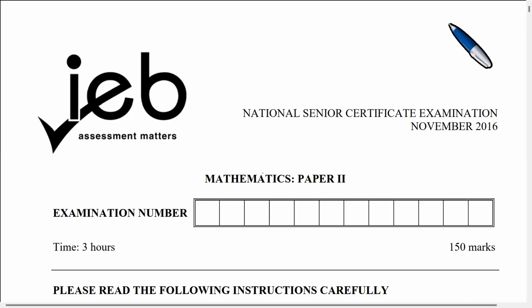Okay, we're going to be discussing the IEB Assessment Matters, National Senior Certificate Examination 2016 past paper. This was pretty much a very standard mathematics paper too.